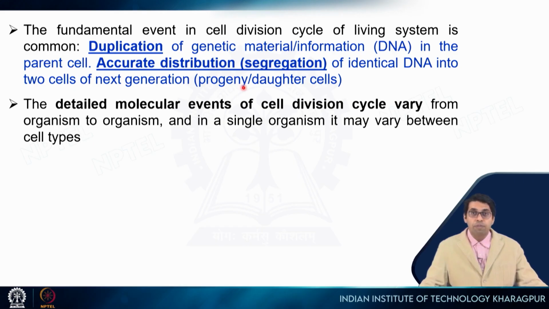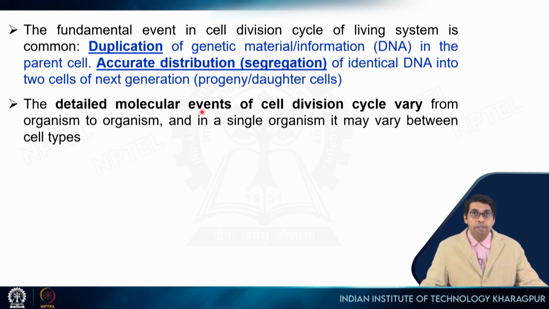For example, chromosome 1 has two parts, one from the paternal side and one from the maternal side, and then there will be two copies of paternal chromosome 1. One copy will go to one daughter cell, the other copy will go to the other daughter cell. Both cannot go to the same daughter cell, right. So, this type of accurate distribution has to happen.